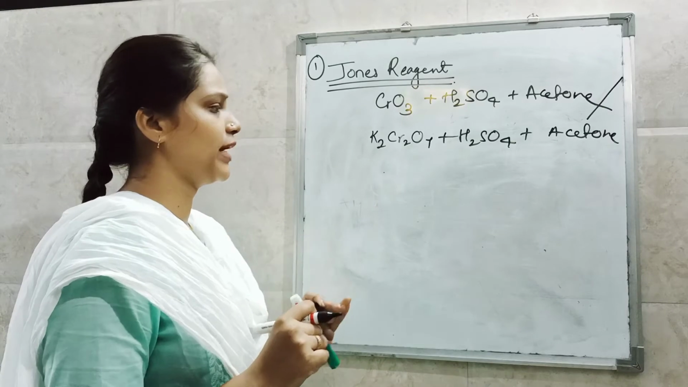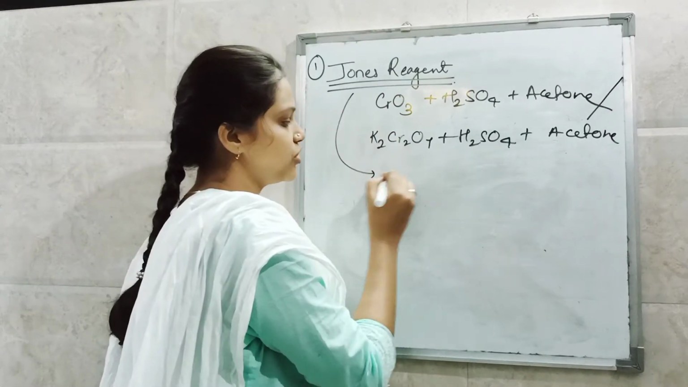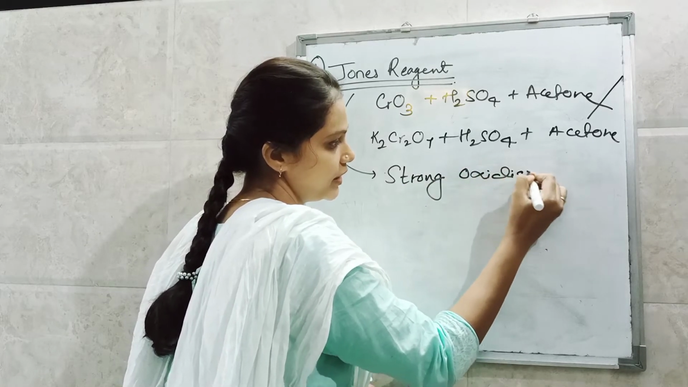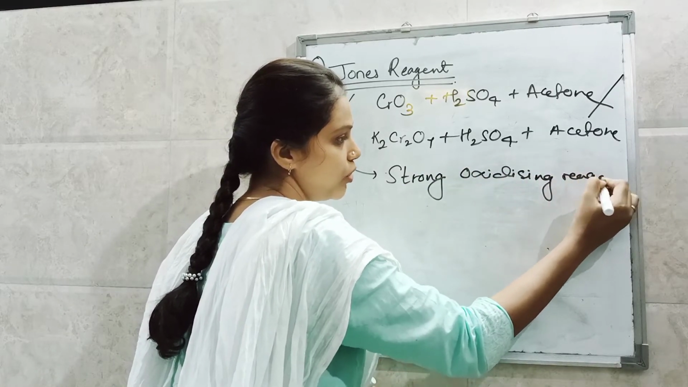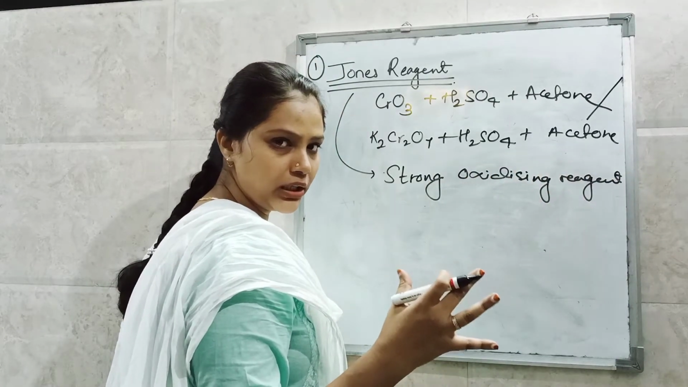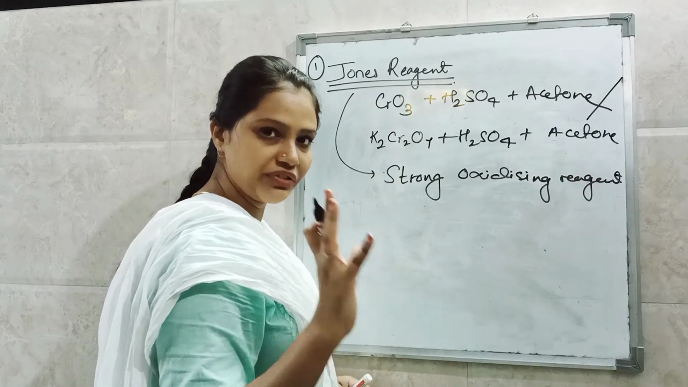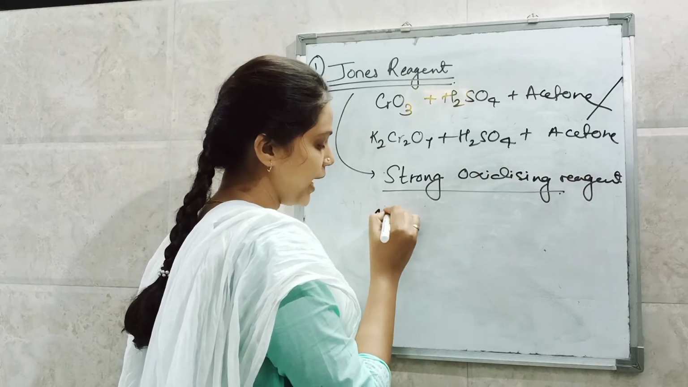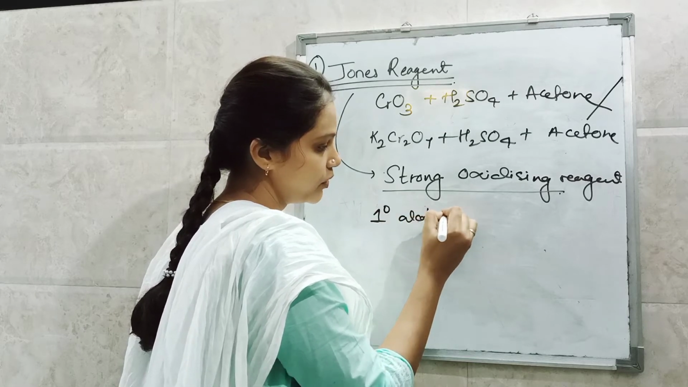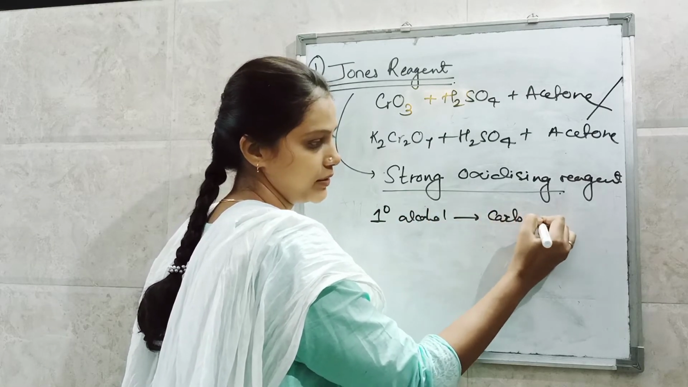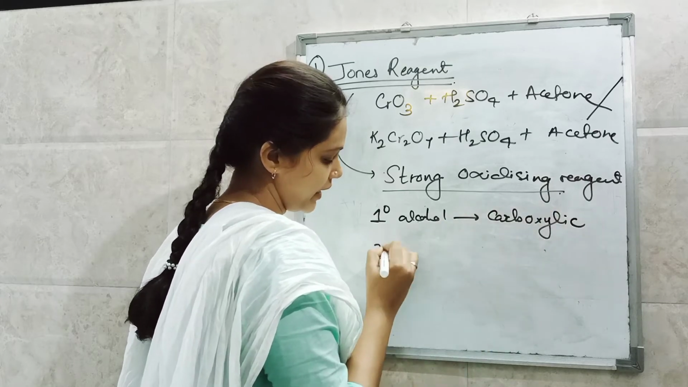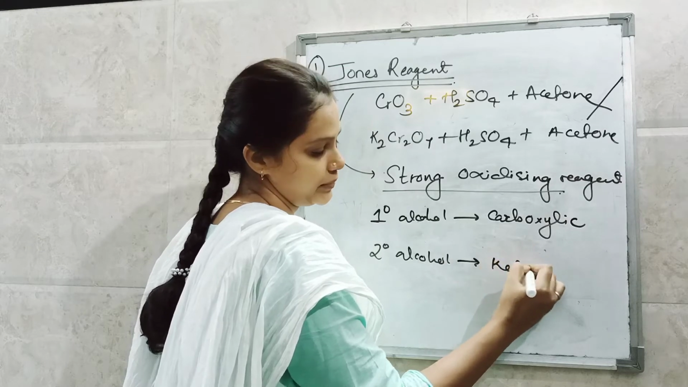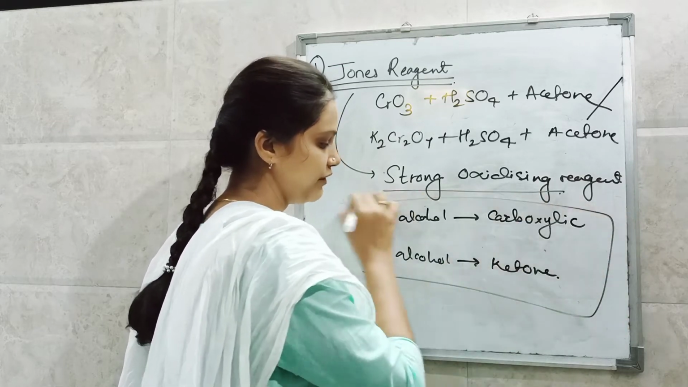So see here what happened. This Jones reagent is a strong oxidizing reagent. If it is a strong oxidizing reagent, it shows uncontrolled oxidation with primary alcohol, right? So this will oxidize primary alcohol to carboxylic acid and secondary alcohol to ketone. So this is the selectivity of Jones reagent.